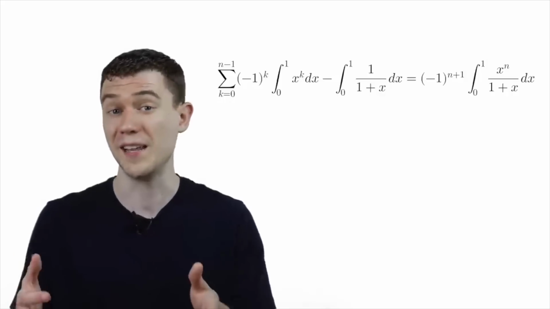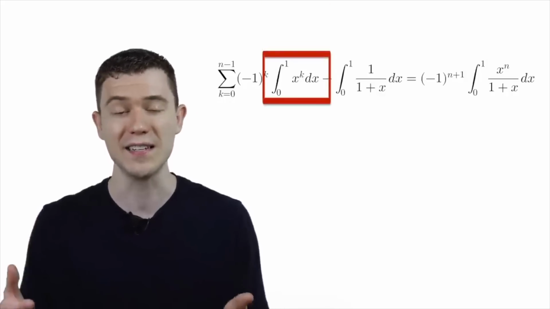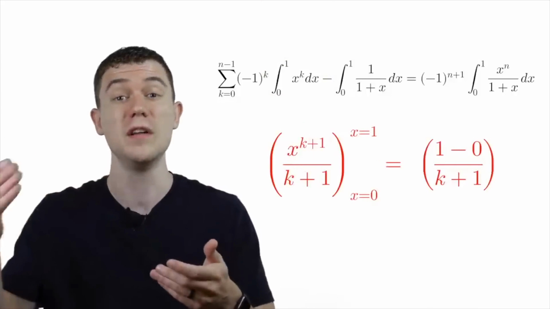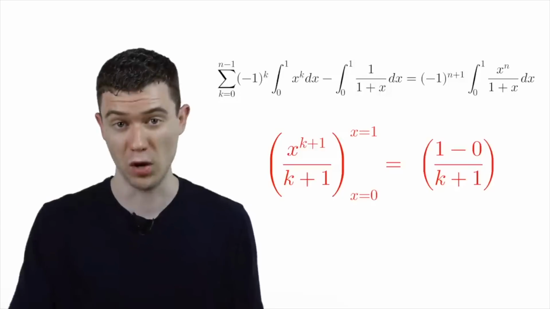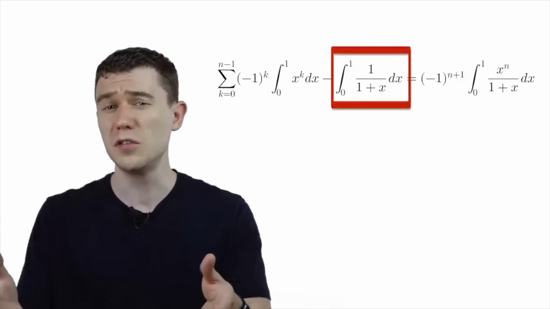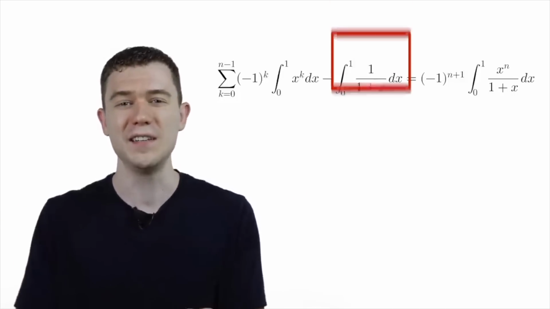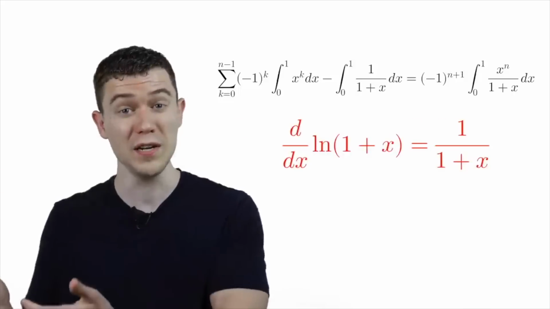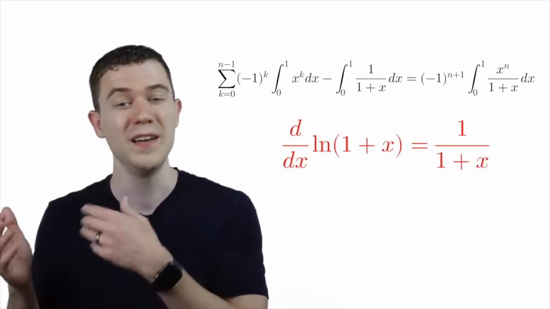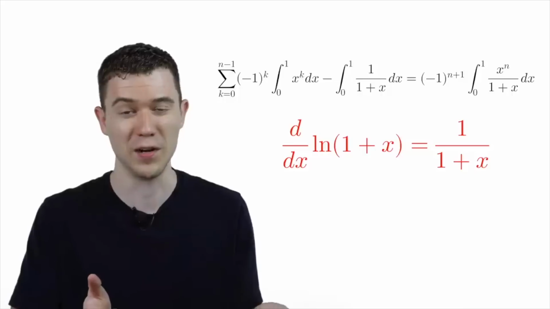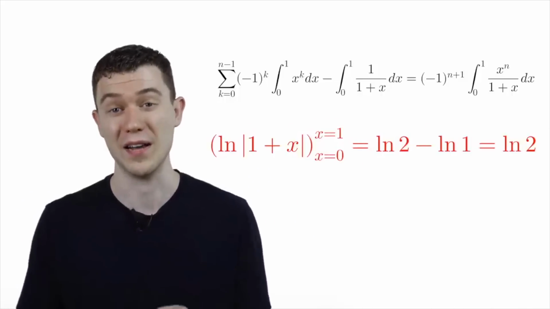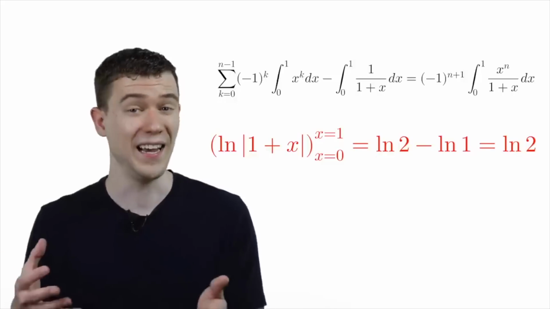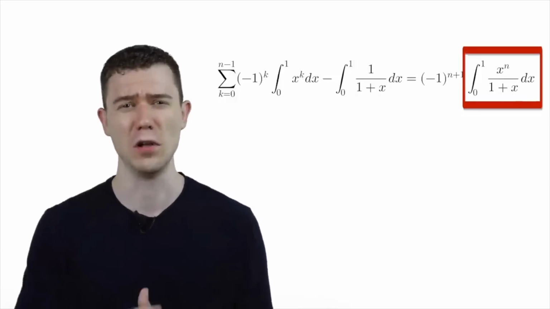For example, the antiderivative of x to the k dx would be x to the k plus 1 over k plus 1, and then we evaluate x from 0 to 1. You could use a u substitution for this integral, but I think it's easier to just see that if we took the derivative of natural log of x plus 1, it would give us 1 over x plus 1, and so this integral becomes natural log absolute value of x plus 1 from 0 to 1. And this integral we'll just leave alone for now.